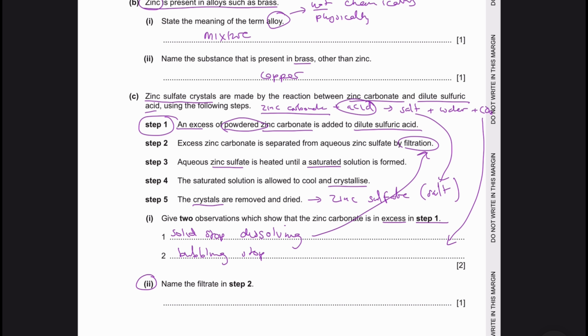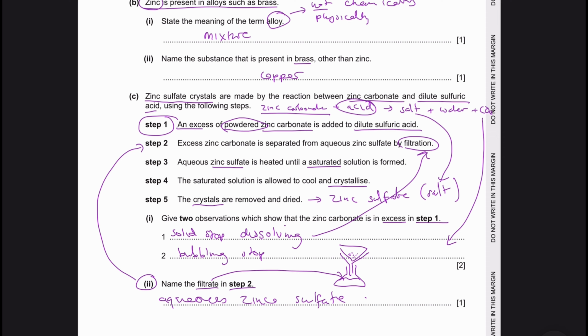On to part 2, name the filtrate in step 2. Okay, so they're talking about this up here. Excess zinc carbonate is separated. The filtrate is the thing that ends up going through the filter paper. So this is the solid and this is the filtrate. So what was left in the beaker? And this is zinc sulfate solution or aqueous zinc sulfate. And of course, the solid that was left of the excess zinc carbonate is known as the residue, just in case that comes up on another paper.